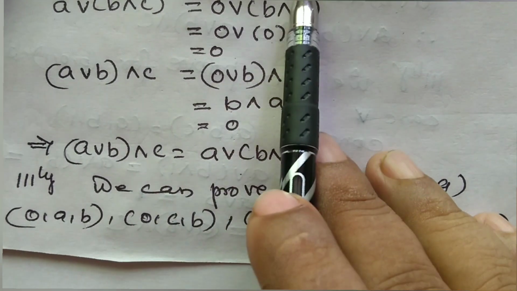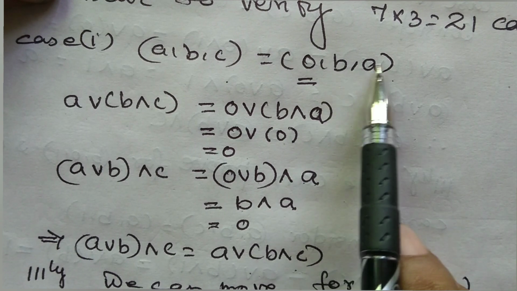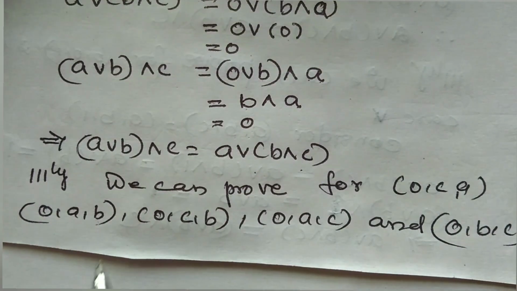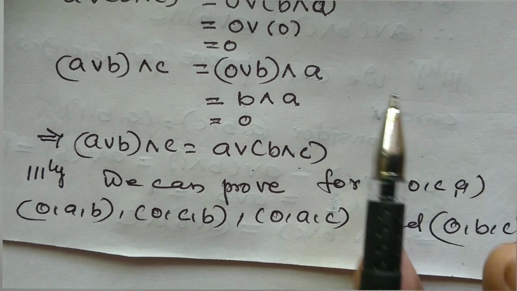First we take only this case, 0, B, A. In the place of (0, B, A), we can put the remaining cases: A, B, C; B, A, C; B, C and C, A.